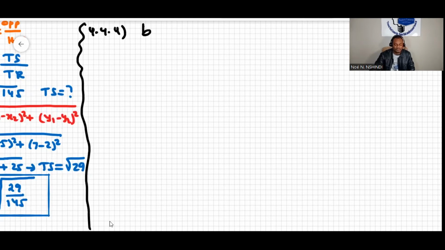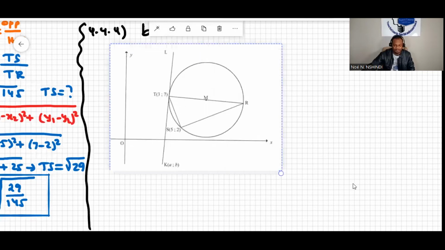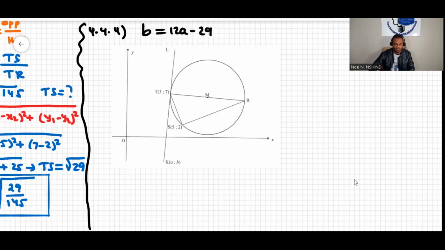4.4.4. The concept: show that B equals 12A minus 29. All right, here's the diagram. So how can we do that? We can see that this line here is tangent to the circle, and this is the radius. We know from the theorem that the radius and the tangent are perpendicular.